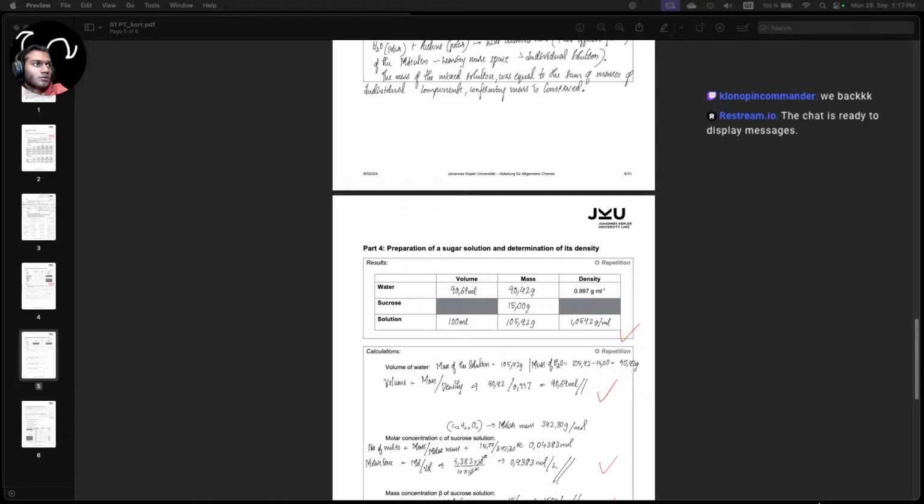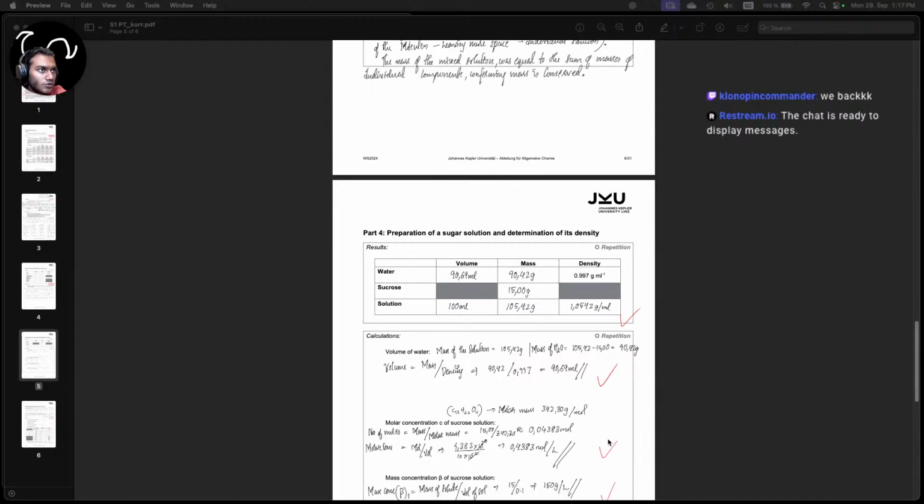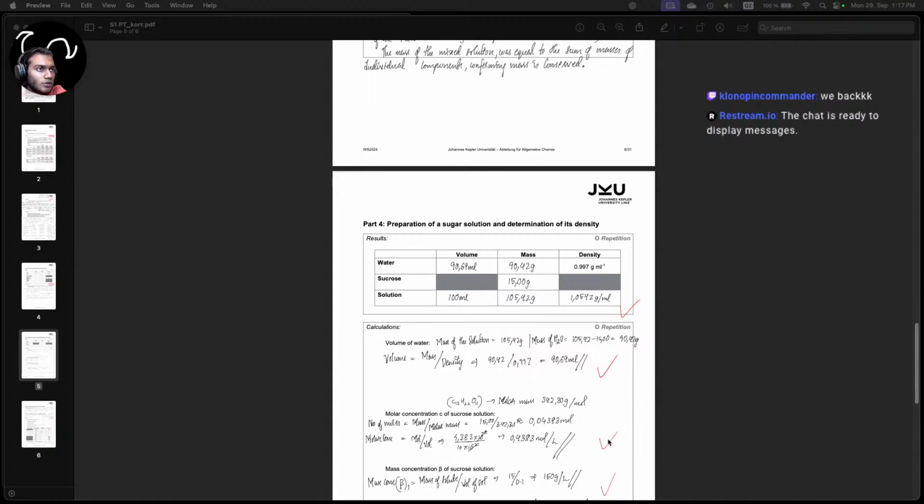Mass of the solution, mass of water, volume equals mass by density. Volume of water equals mass by density. Molar concentration of sugar solution: number of moles is mass of sugar by molar mass. Molar concentration is number of moles by volume. Number of moles, volume, 10 into 10 raised to minus 2.